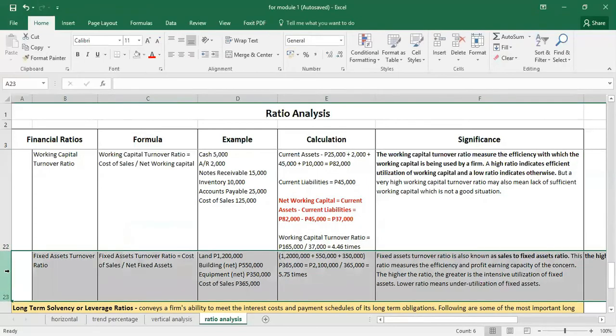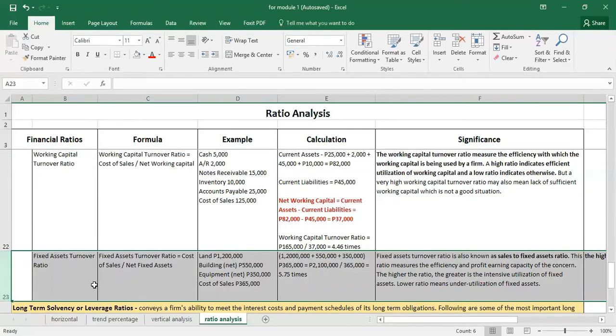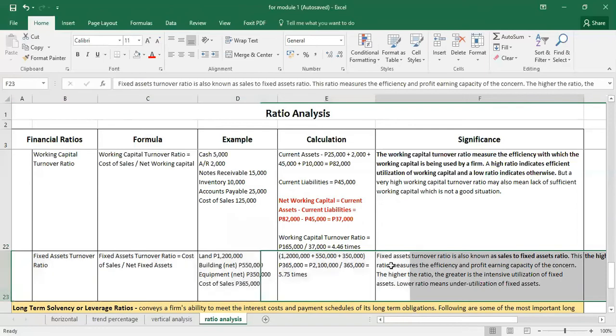Then, last, for our activity ratio is the fixed asset turnover. Ang fixed asset turnover naman natin, simple lang to, okay, cost of sales again divided by the net fixed assets. So, ang fixed assets turnover ratio natin, also known pala as sales to fixed assets. So, it measures the ability and the efficiency and profit earning capacity of our fixed asset.